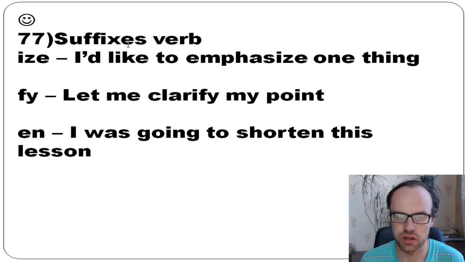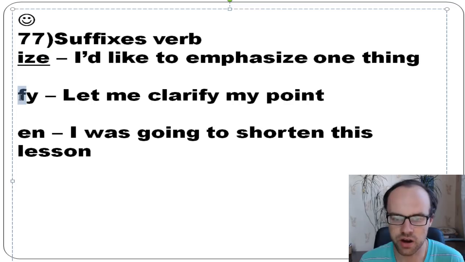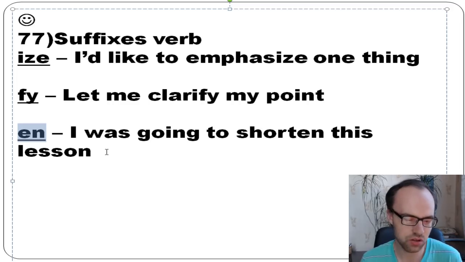Well, some verb suffixes, or suffixes for verbs. I'd like to emphasize one thing. I'd like to put an emphasis on one thing, or I'd like to draw your attention to one thing. So different phrases, different vocabulary. And let me clarify my point. I was going to shorten this lesson, to make it shorter. And I think it's short because all intermediate and upper intermediate grammar and some points of advanced grammar, you can see in this video.